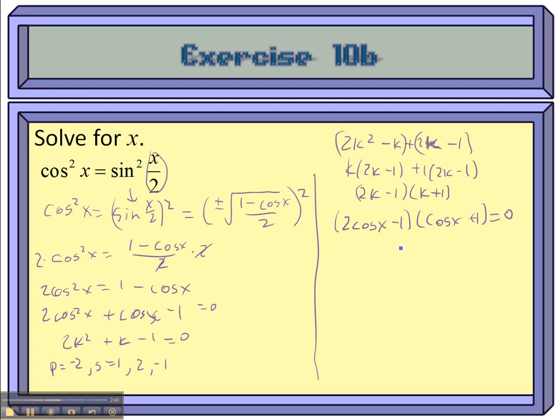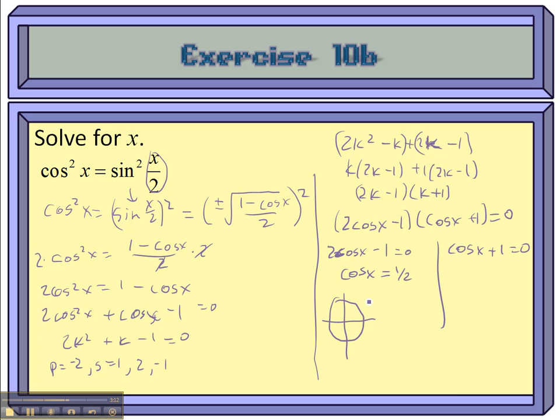Set them both equal to 0. 2 cosine x minus 1 equals 0, and cosine x plus 1 equals 0. Solving the first one for cosine x, I would add the 1 over, divide by 2, so that's a half on the unit circle.